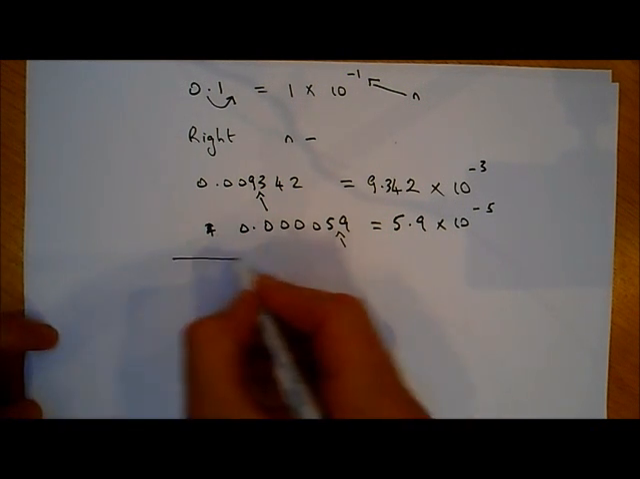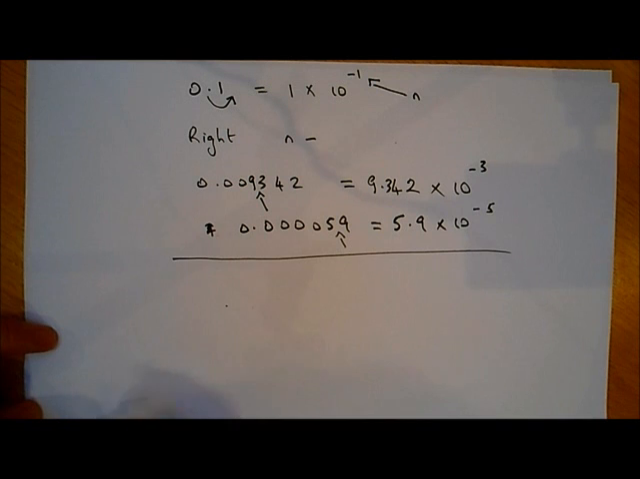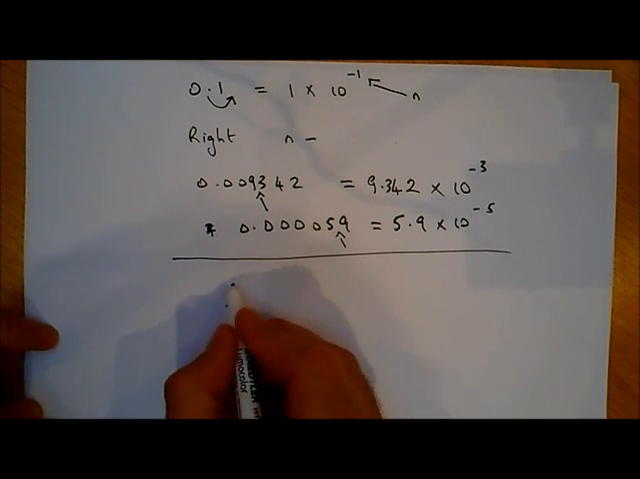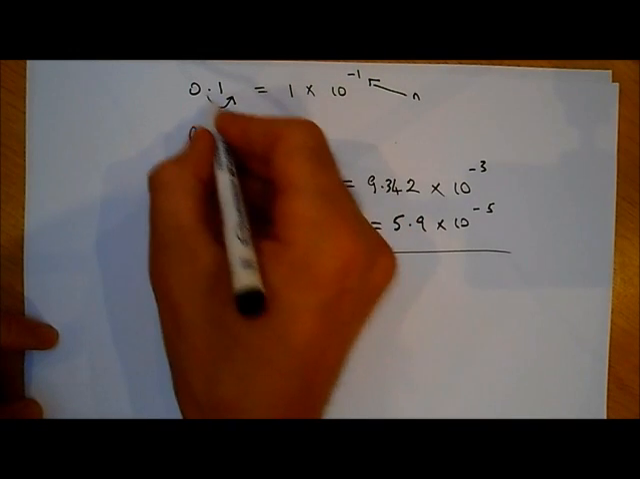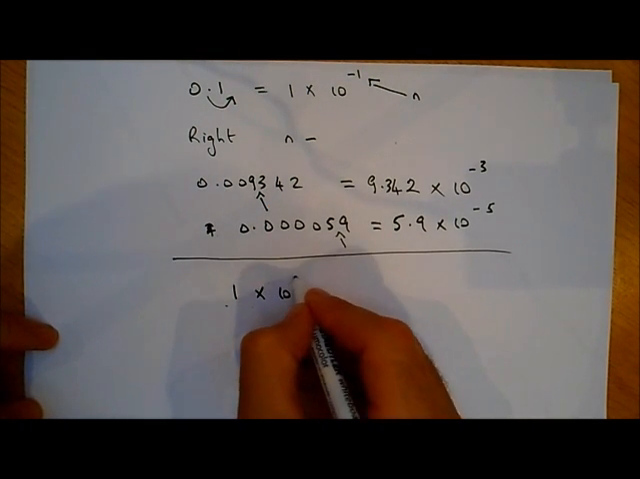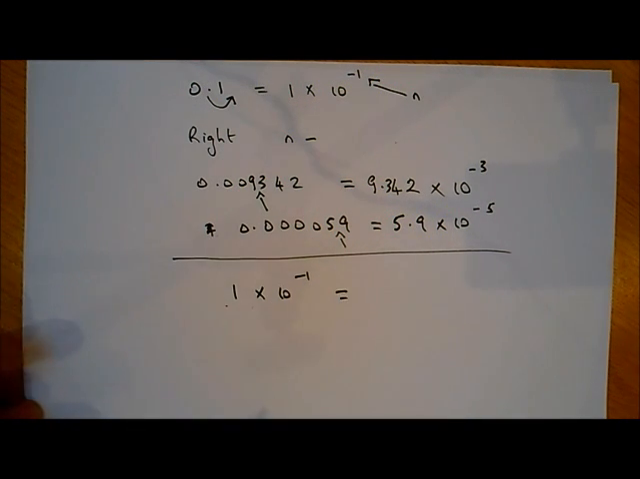What about if you have a number in scientific notation? Let's take this first number we have up here, a simple one: 1 multiplied by 10 to the power of minus 1. How do we convert that back from scientific notation into not scientific notation? We want to write it back like this. We just do the opposite.